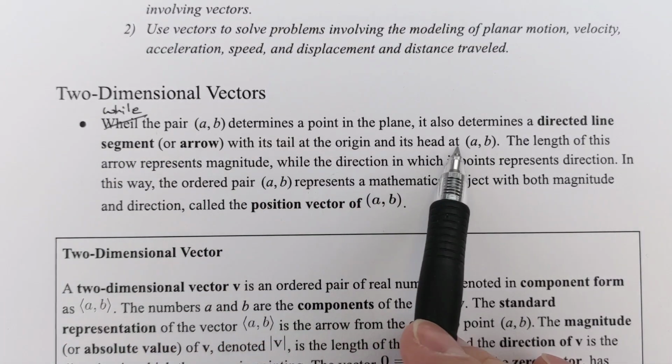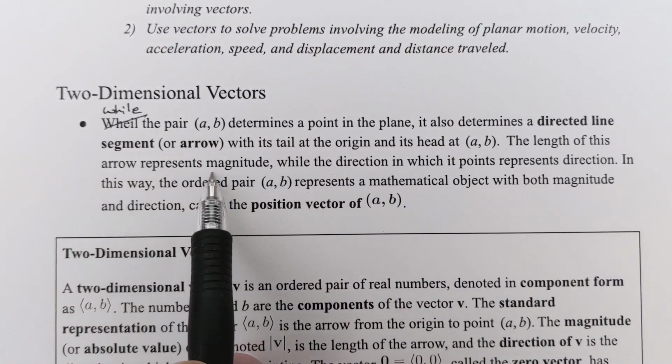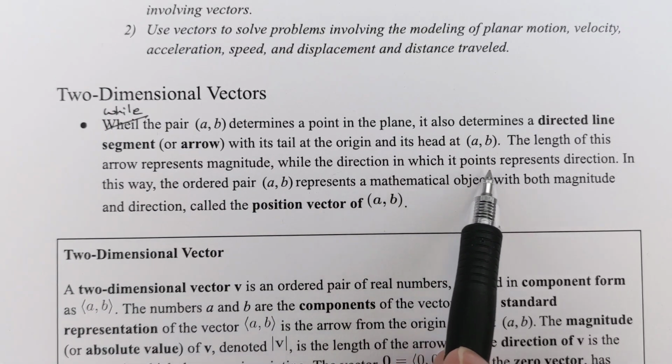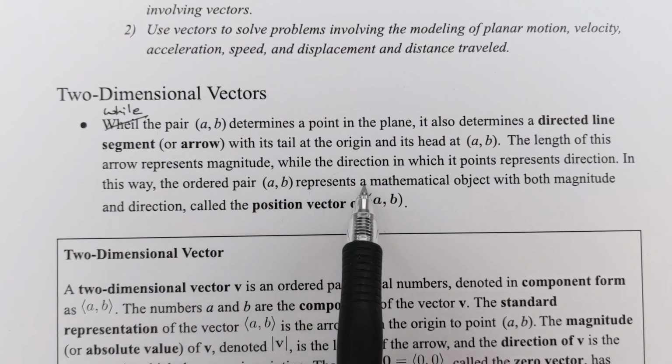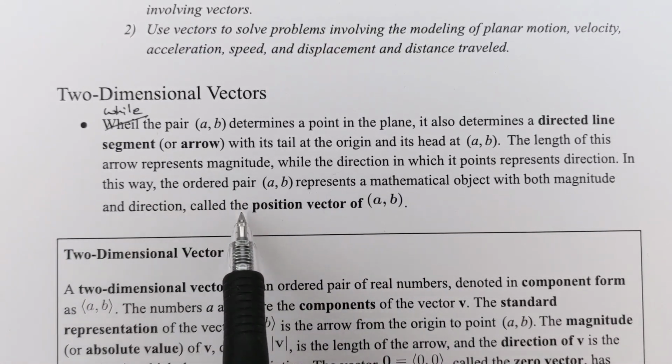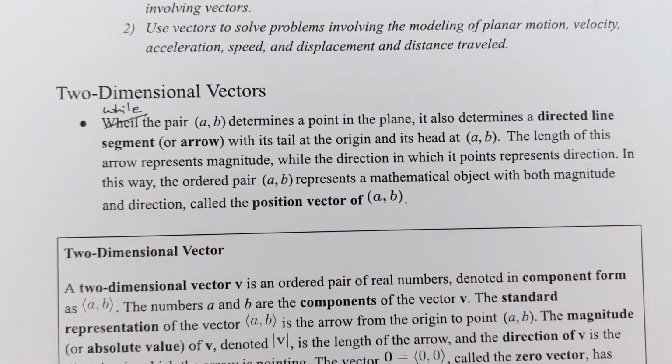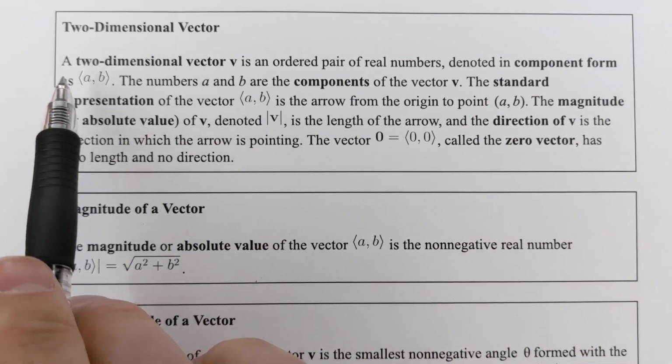With its tail at the origin and the head at (A, B), the length of this arrow represents the magnitude, while the direction it points in represents direction. In this way, the ordered pair (A, B) represents a mathematical object with both magnitude and direction, called the position vector of (A, B). So we've got the two-dimensional vector.